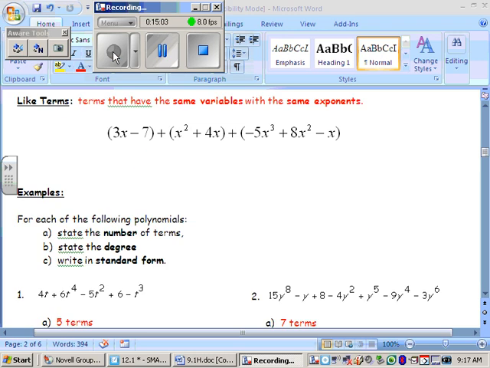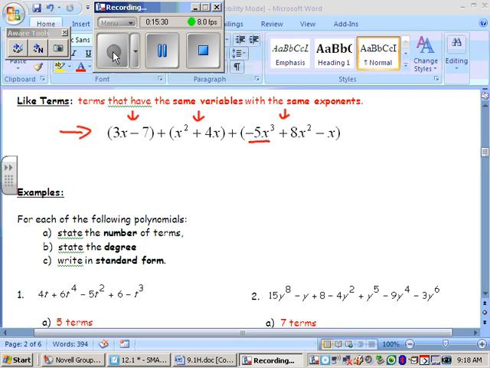So remember, like terms are terms that have the same variables with the same exponents. So if you look at this problem, we're actually going to be adding three different polynomials. Here we have a binomial plus a binomial plus a trinomial. And we want to look for the terms that are like terms and combine them together. So again, we're going to start with the term with the highest exponent. So as we're going, we're putting it in standard form.